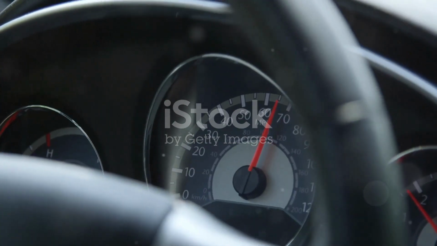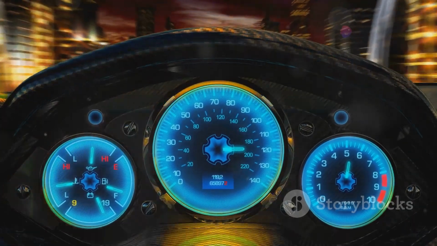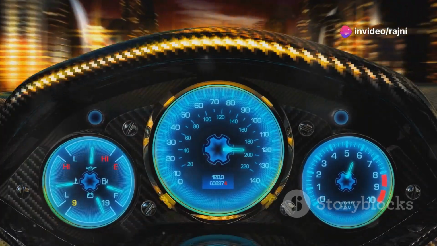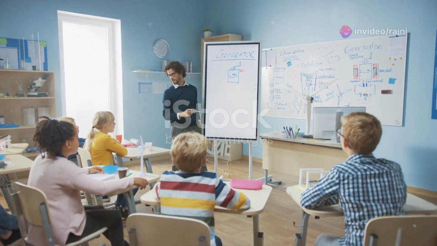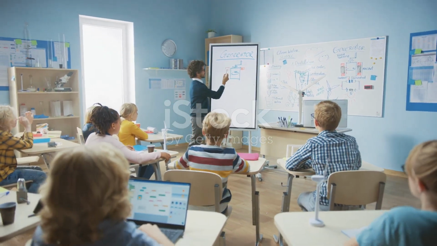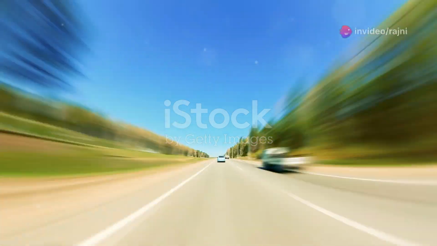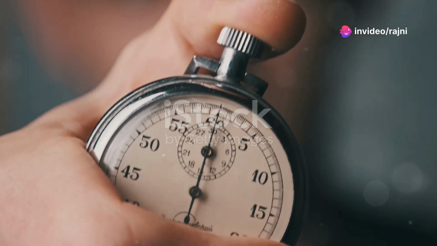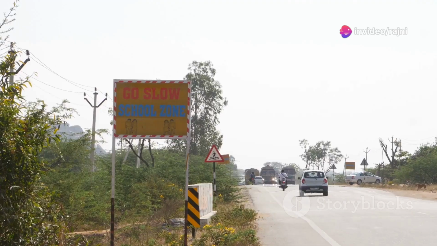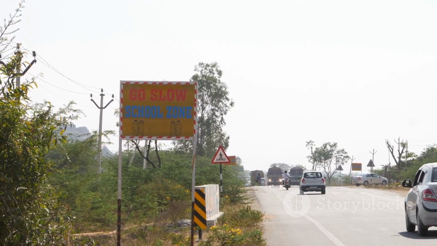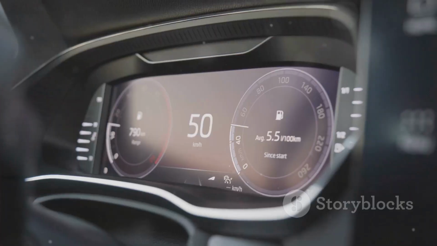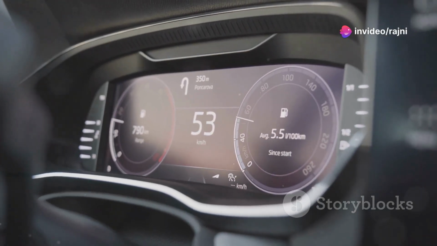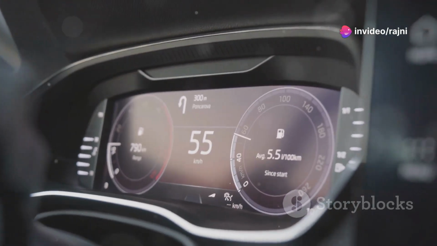Speed and velocity are two fundamental concepts in physics that describe how fast an object is moving. While they are often used interchangeably in everyday language, they have distinct meanings in physics. Speed refers to how fast an object is moving, regardless of its direction. It tells us the rate at which an object covers distance. For instance, if a car travels 100 kilometers in 2 hours, its speed is 50 kilometers per hour. Speed is a scalar quantity, meaning it only has magnitude and no direction.